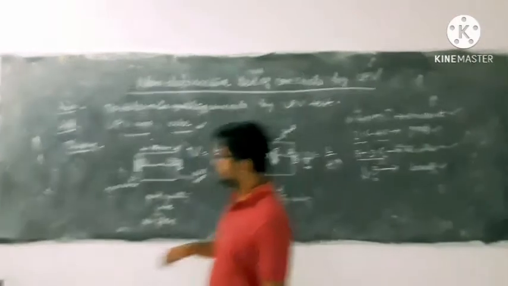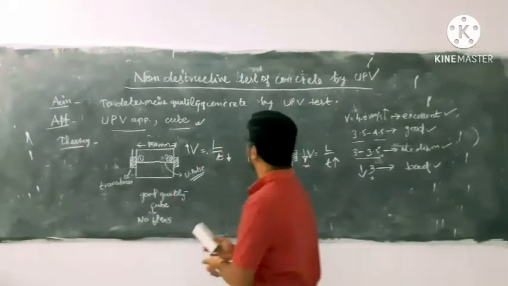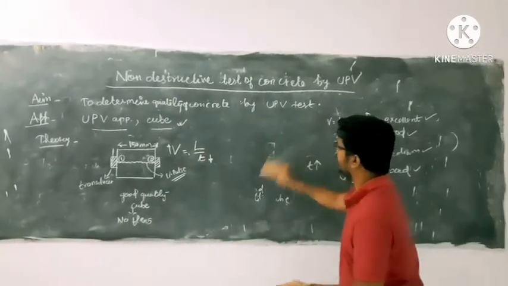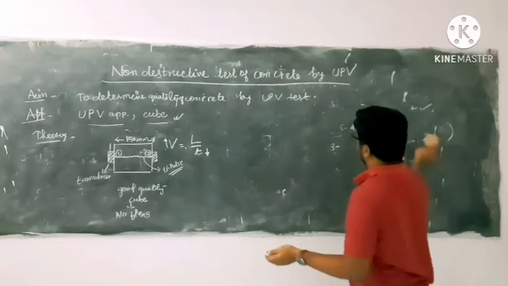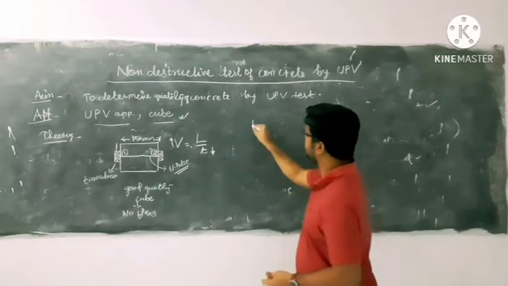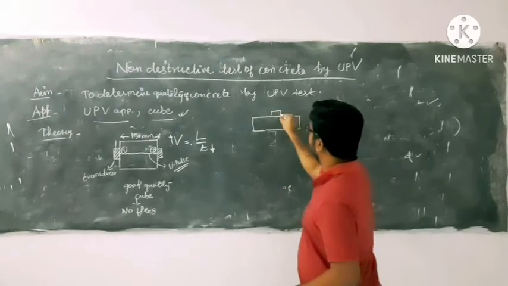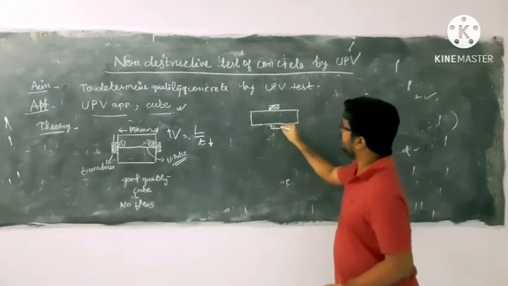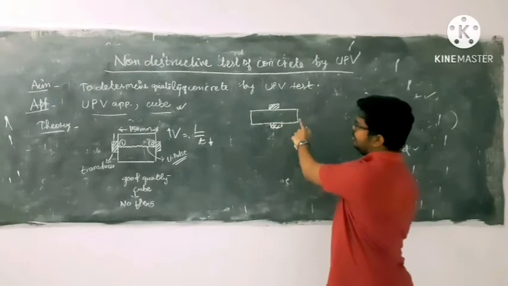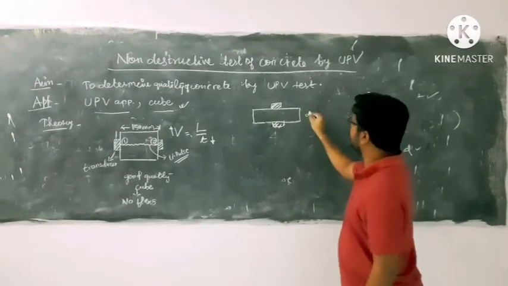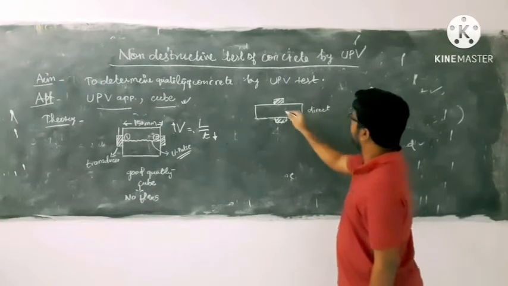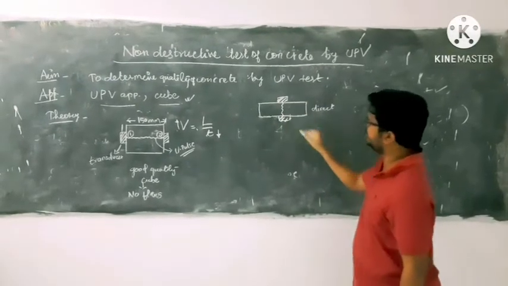Let me show you another thing: how transmission occurs. There are three types of transmission. One is direct. Suppose this is our structure. Direct means one transducer is here, another is here, at opposite faces of the structure. This is the direct method. The pulse will move like this.